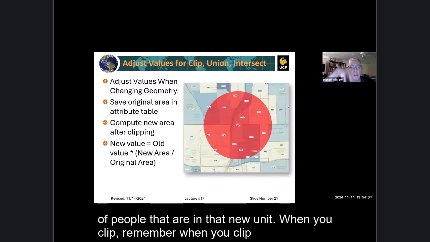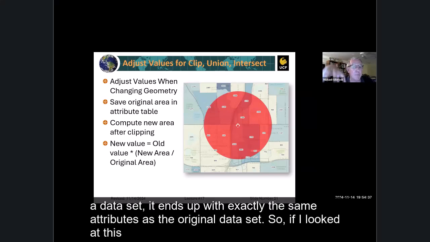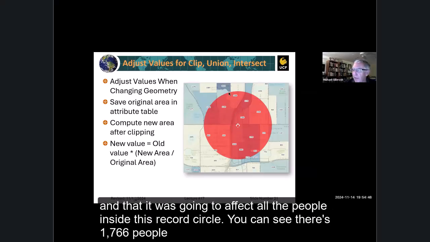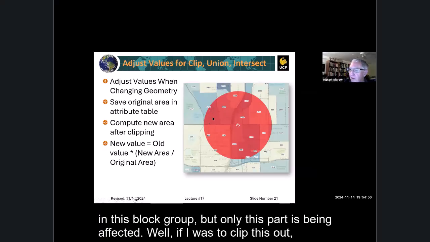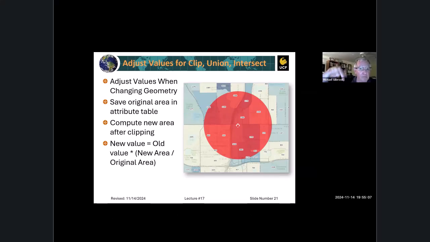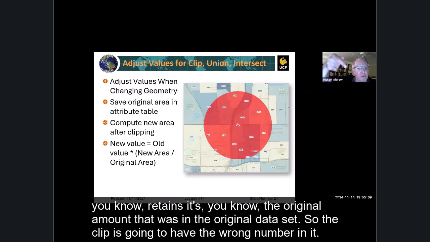When you clip a data set, remember, it ends up with exactly the same attributes as the original data set. So say I thought there was going to be a bomb that was going to go off in downtown Orlando and that it was going to affect all the people inside this red circle. You can see there are 1,766 people in this block group, but only this part is being affected. Well, if I was to clip this out, this part right here would still say 1,766, because the data retains the original amount that was in the original data set. So the clip is going to have the wrong number in it.